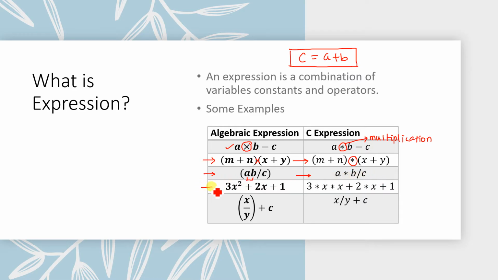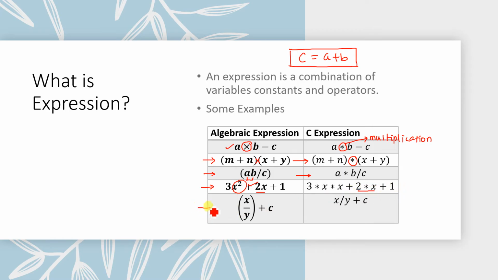The next expression that I have selected is 3x square plus 2x plus 1. In this expression, a square operation has been done, that is x square. This can be written in C programming something like this: 3 into x into x. And the remaining term, 2x, must be written as 2 multiplied by x plus 1.